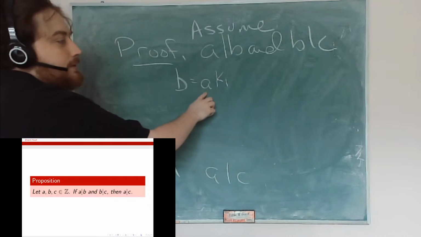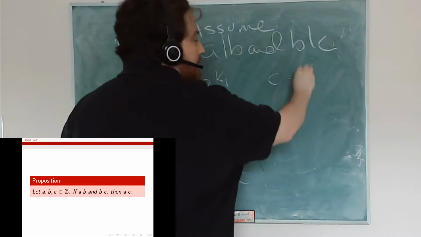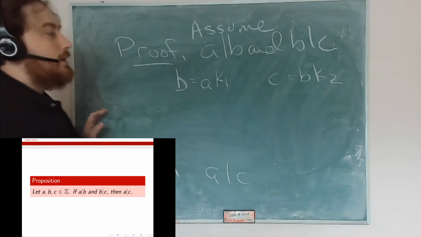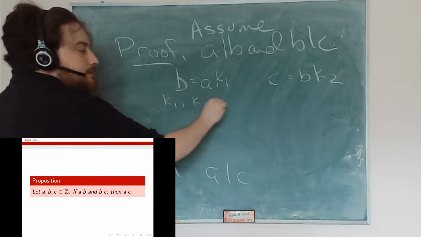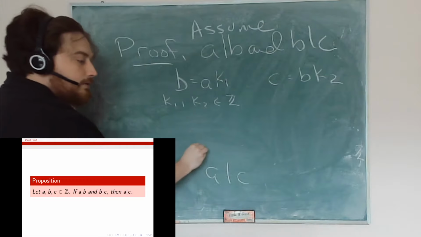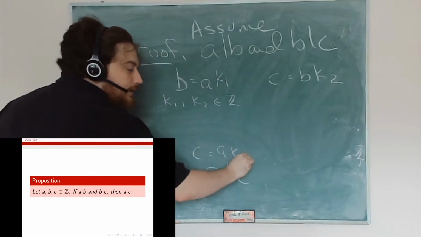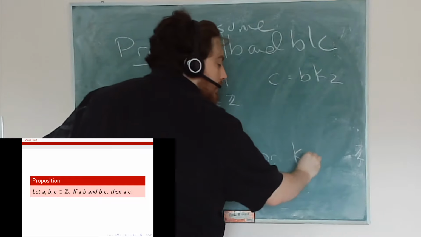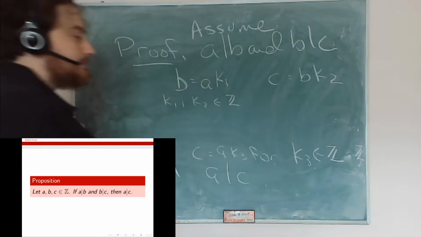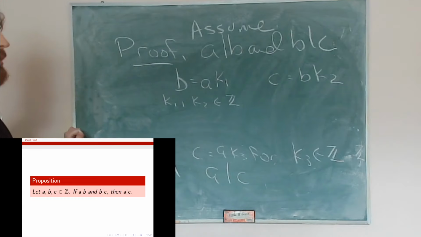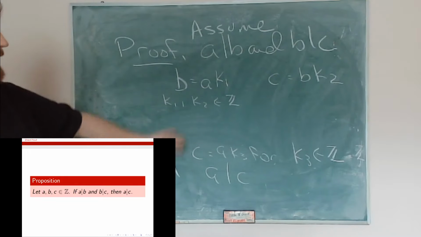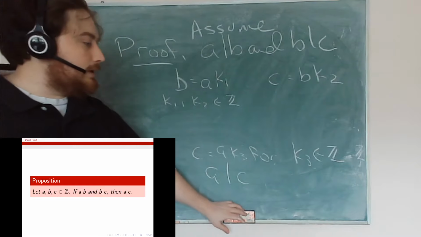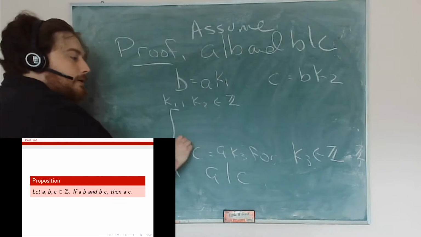I need to show that B is equal to A times K1. I get to assume this, and I get to assume that C is equal to B times K2. So K1 or K2 are some integers. And what I have to show then is that C is equal to A times, let's say, K3, for K3 an integer. All right, so now that's the setup. This is my assume, this is my then. This is equivalent to this, and this is equivalent to this. So now again, what I need to do is fill in the middle here.